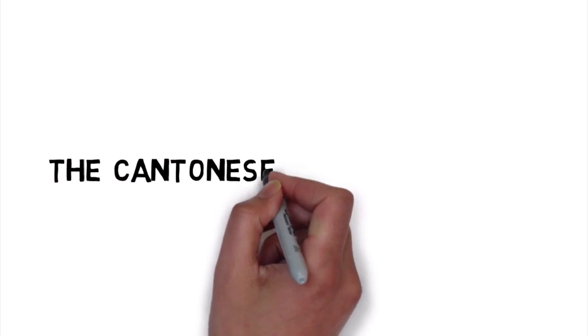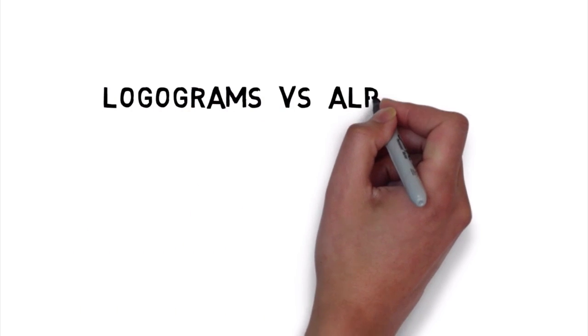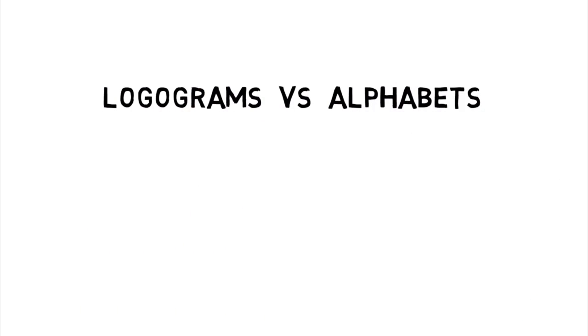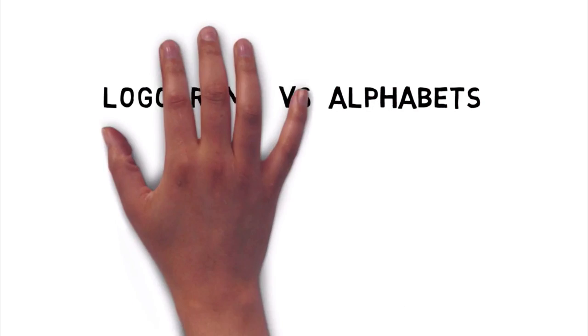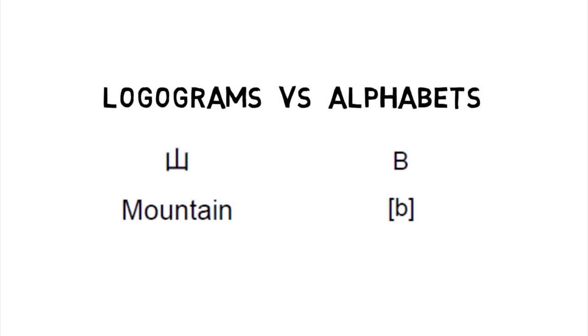We'll start with the Cantonese writing systems, and then get into tones. Cantonese, like Mandarin, uses logograms for its writing system instead of an alphabet. To oversimplify a bit, each character in Cantonese means something, in comparison with the system we use in English, where each character sounds like something.